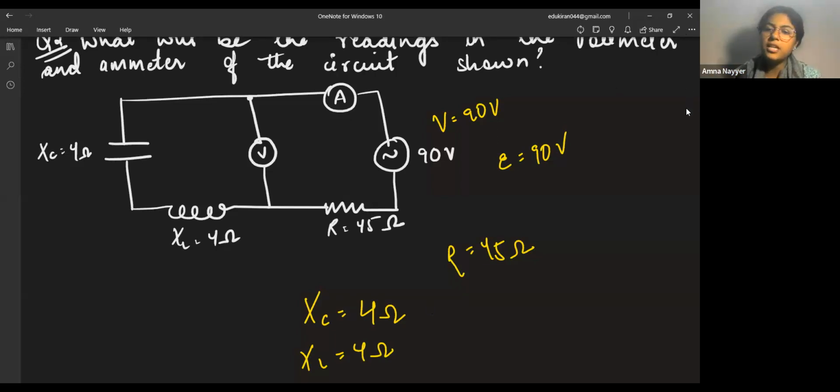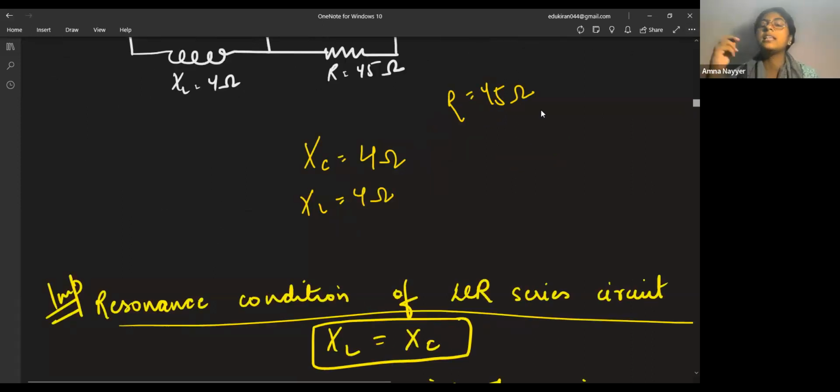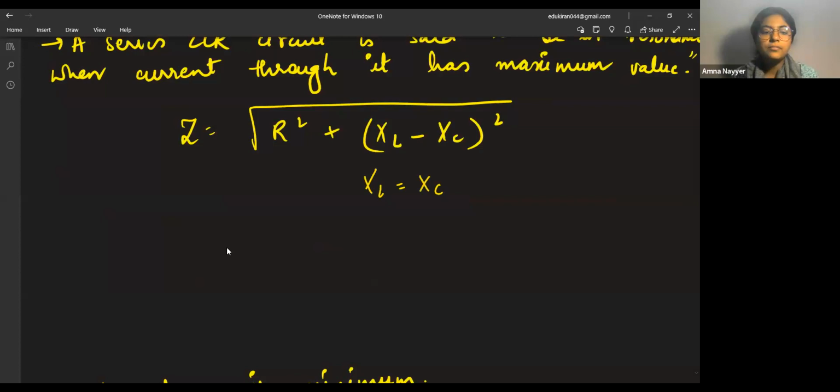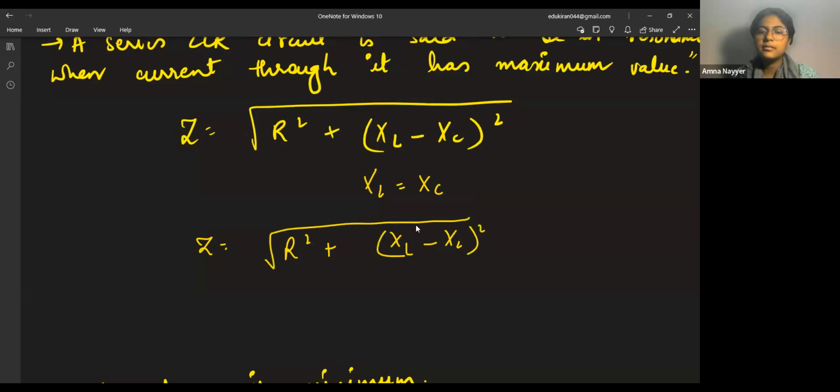Now see, this is what? This is a special condition which we call the resonance condition of LCR series circuit. That is, the value of inductive reactance becomes equal to the value of capacitive reactance. All right. So if you have this formula, when you use it, XL will be equal to XC, right? So Z will be under root R square plus XL minus, let me replace XC as XL itself, right? So this will be cancelled. So Z becomes equal to under root R square. Here Z is equal to R.